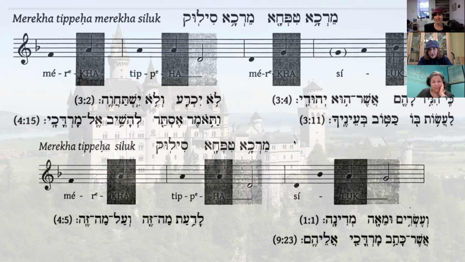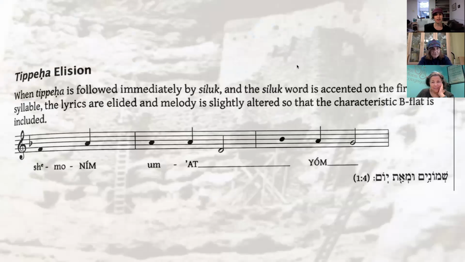So let's move to our next. Elisions are always fun. I'll read this out loud. When tipcha is followed immediately by siluk, and the siluk word is accented on the first syllable, or I'll add if it only has one syllable, which is kind of the same, but not exactly, the lyrics are elided and the melody is slightly altered so that the B flat is still included. It becomes elided into the tipcha word.